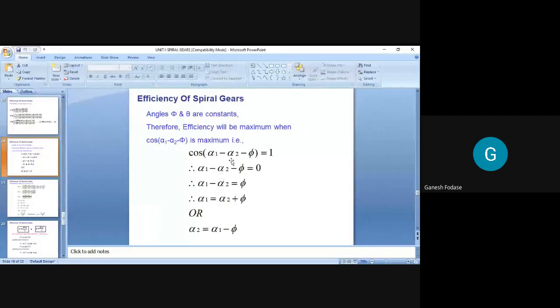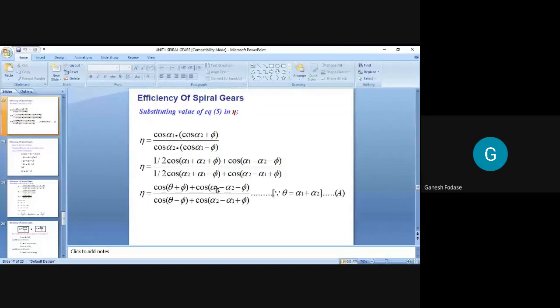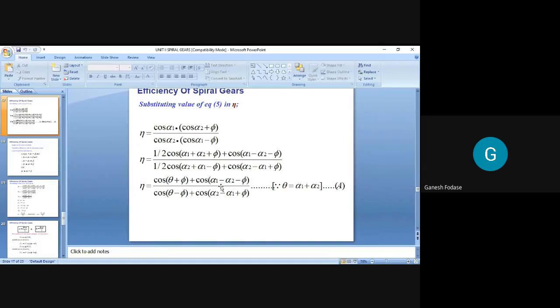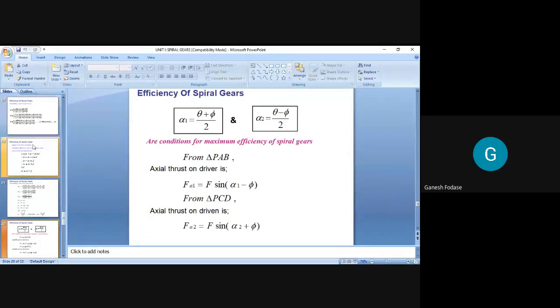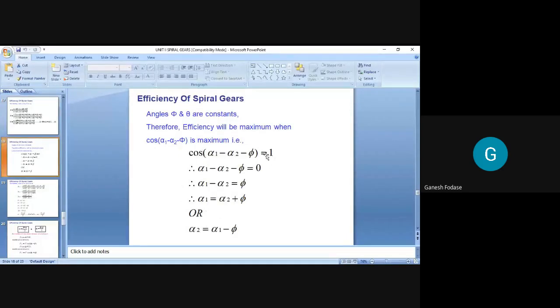So here we derive the expression for efficiency, that is this one, and to find the maximum efficiency, this term must be 1. It is 1 only when the term in the bracket of cos is 0, that is alpha 1 minus alpha 2 minus pi is equal to 0. So for finding maximum efficiency, we can consider this condition.